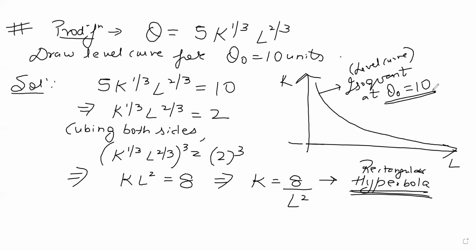So this was one such example. You were given the production function. The question asks you to draw the level curve for output equal to 10 units. You equate it equal to 10, do some simple algebra, solve it, and you get a rectangular hyperbola.